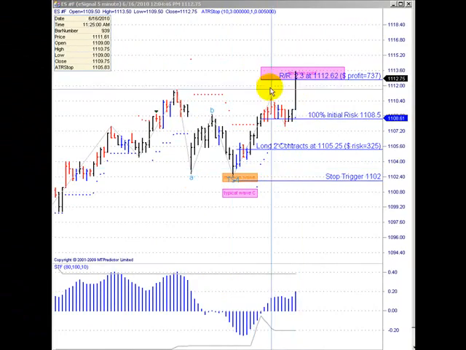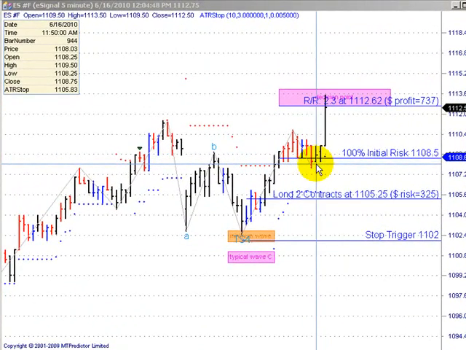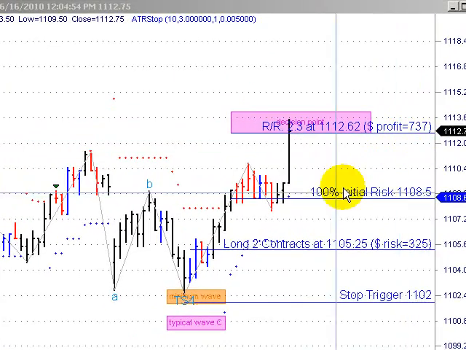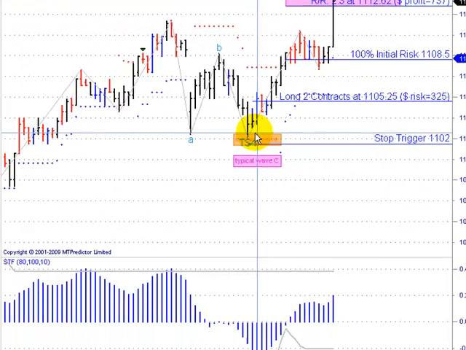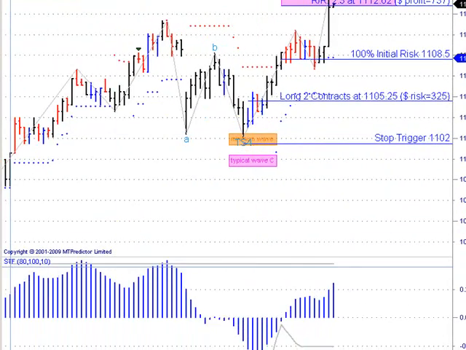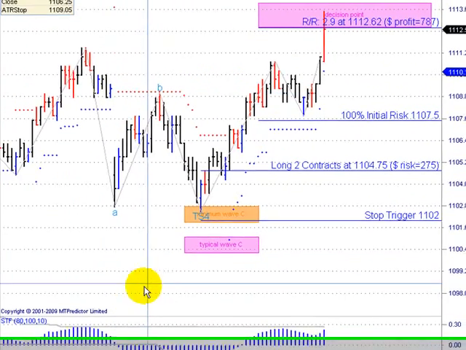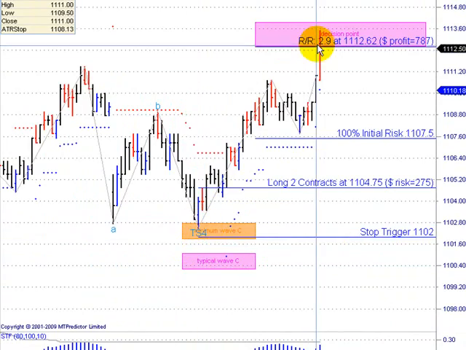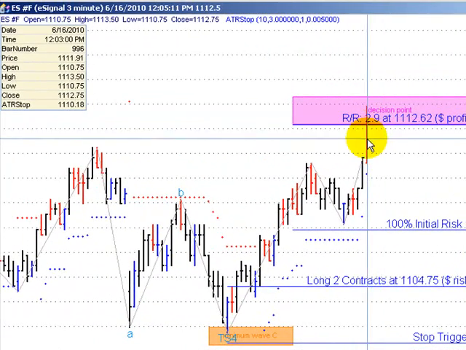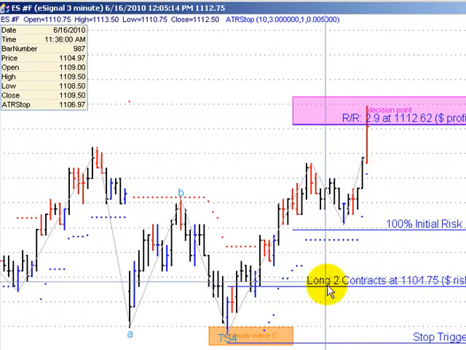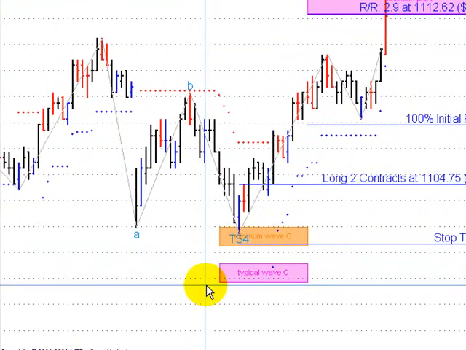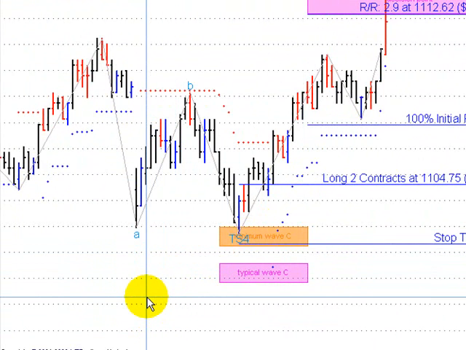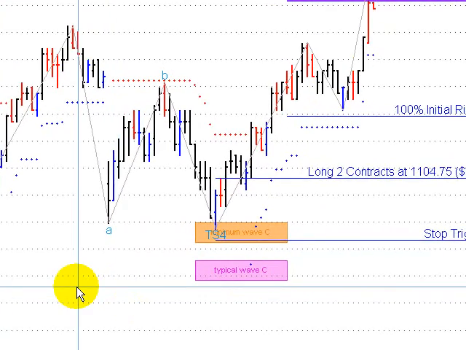Okay, and we'll wrap it up here with the ES. This is the 5-minute, and it hit its target there, $737 less your commissions and slippage and so forth, off the TS4. And also the 3-minute ES had the same TS4 setup there, also hit the target, a little better there, almost 3 to 1 risk reward on 2 contracts there on this account size. So some pretty decent trading today in the different markets, from forex, the commodities, some of the E-minis there.